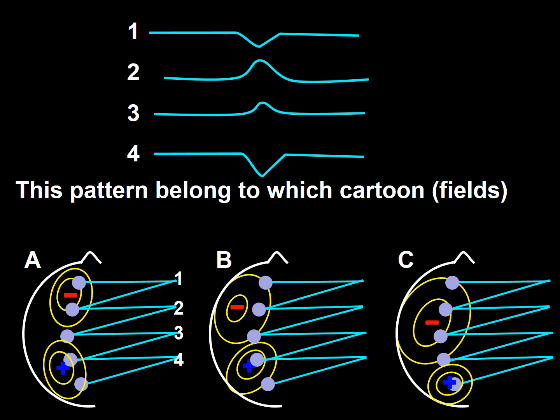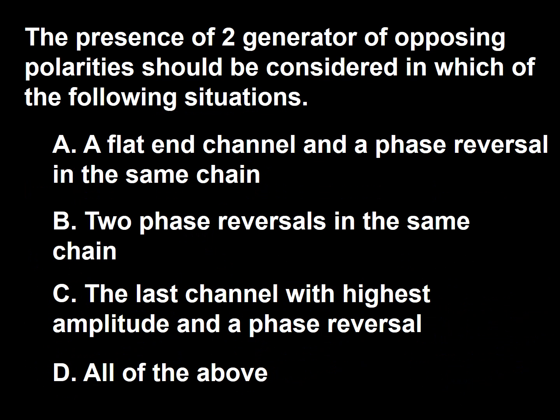So the answer to this question is B. Next question. The presence of two generators of opposing polarities should be considered in which of the following situations? A, a flat N channel and a phase reversal in the same chain. B, two phase reversals in the same chain. C, the last channel with highest amplitude and a phase reversal. D, all of the above.